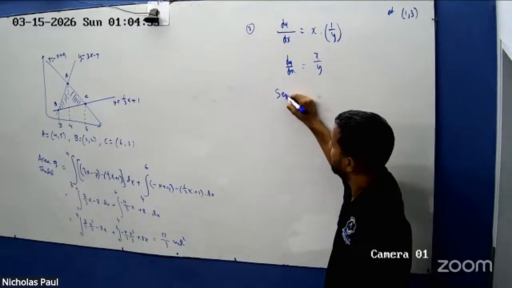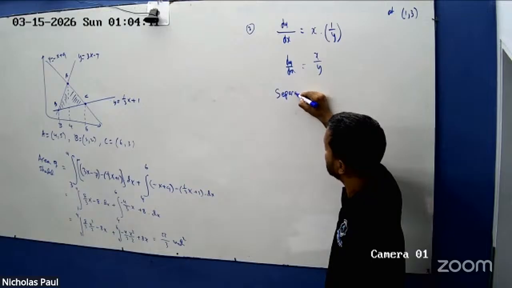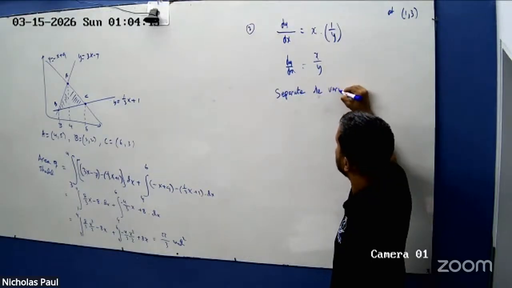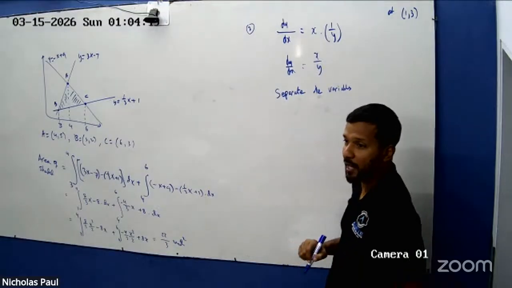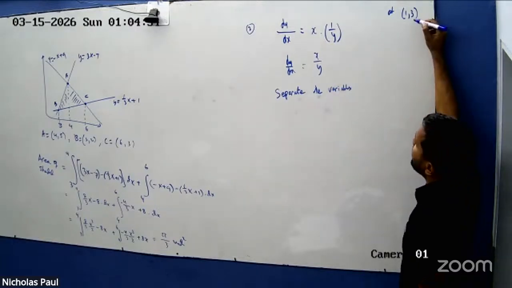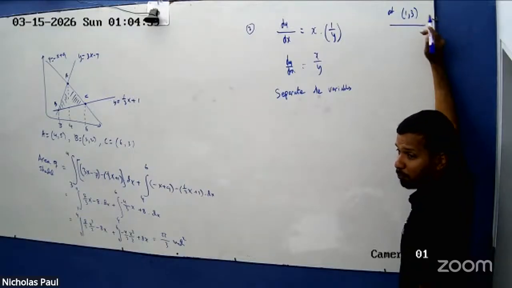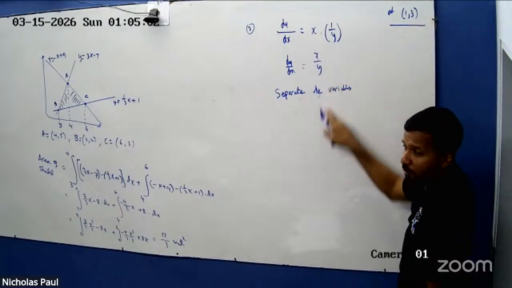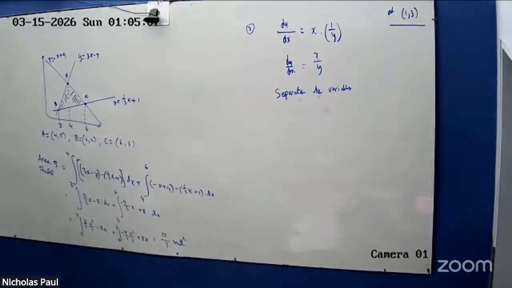Put the y on this side, put the x on this side. So you have to separate the variables. Separate the variables and solve that, please. Separate the variables, solve it, and they want the equation at the point here. Just one line or two. Separate the variables and integrate.